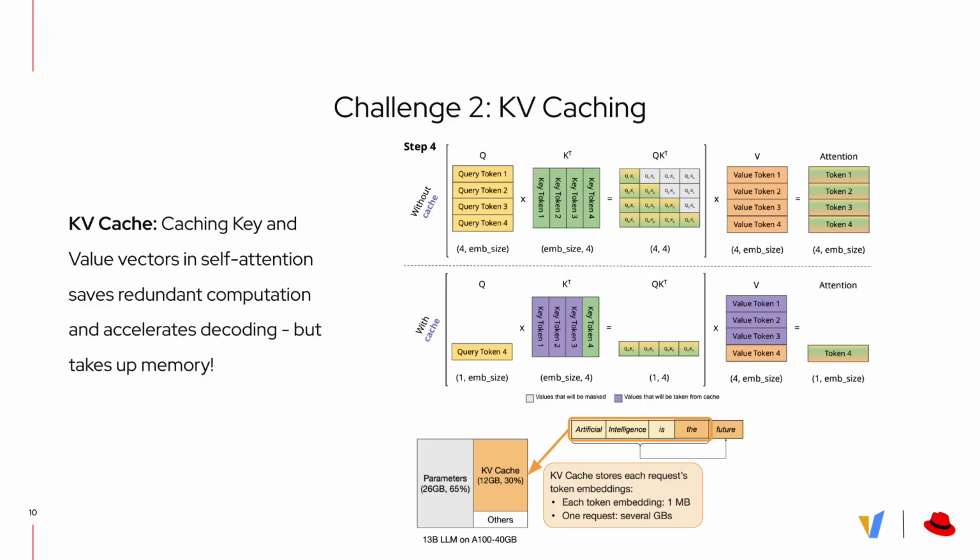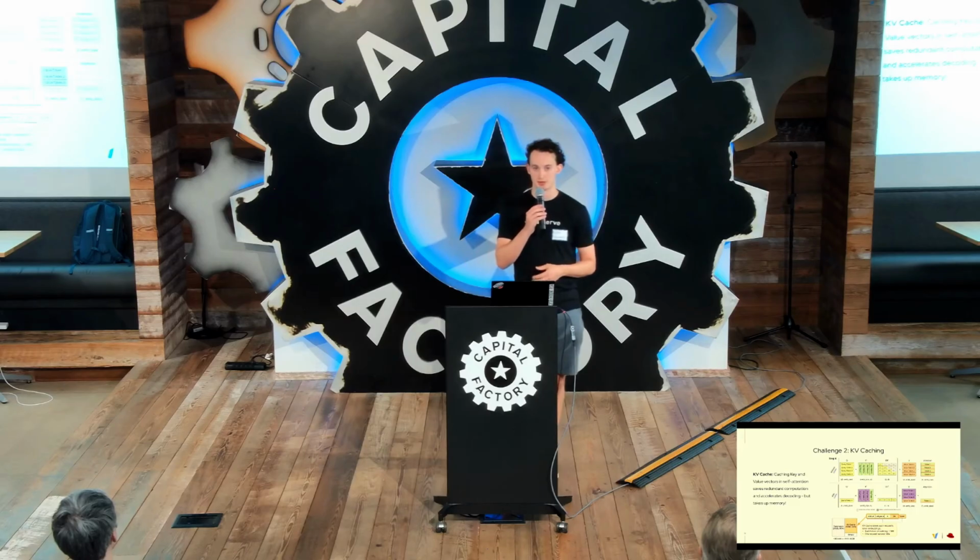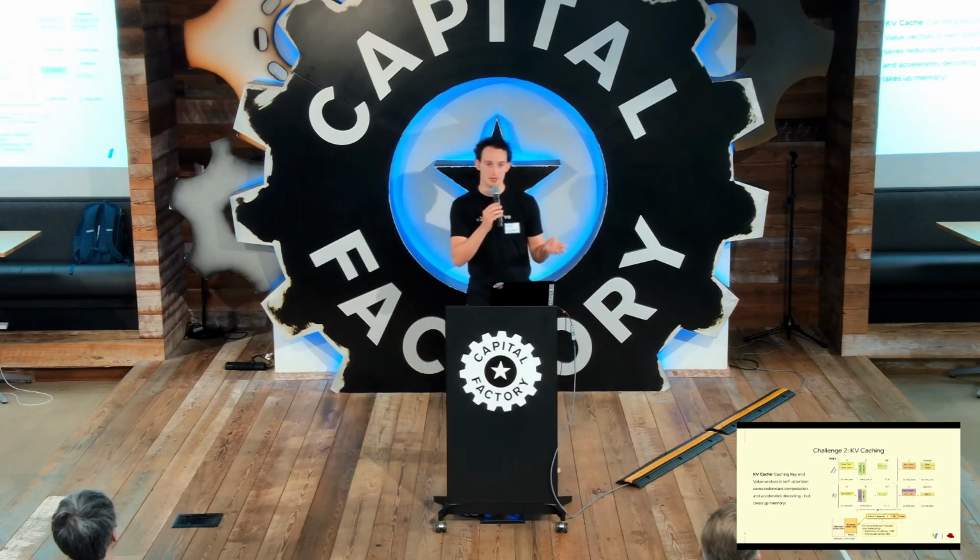So this is all great, but it needs a lot of memory, right? Now that we are storing these K and V values, we have to store them on the GPU, and that takes up a lot of memory. It can be megabytes per token. So for long sequences, this can be gigabytes. In this diagram below, you can see an A100 with 40 gigabytes.